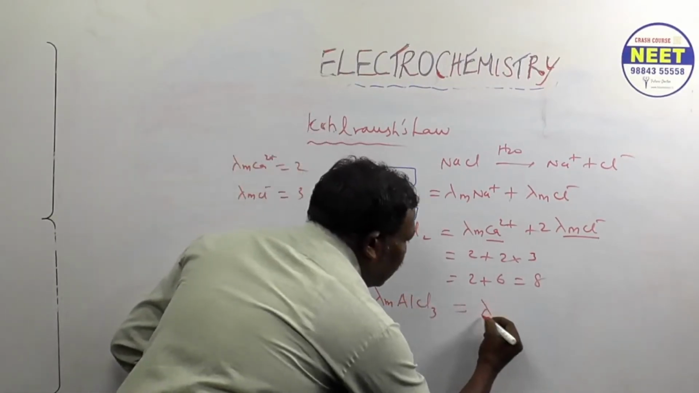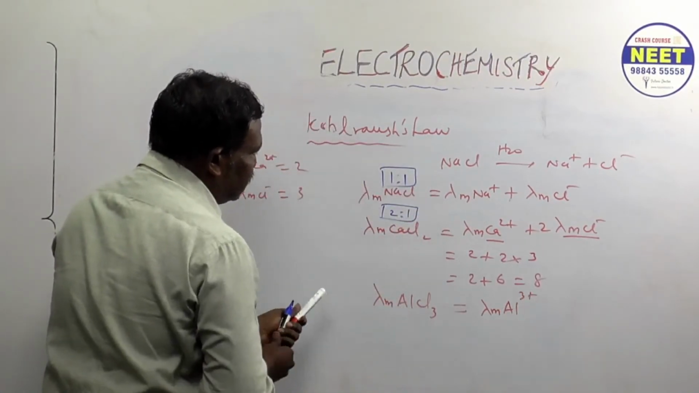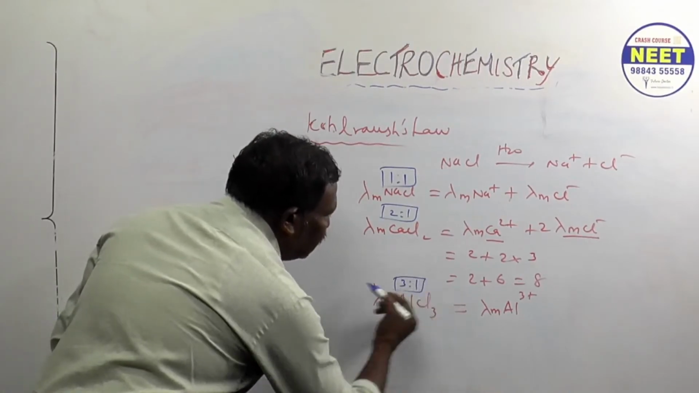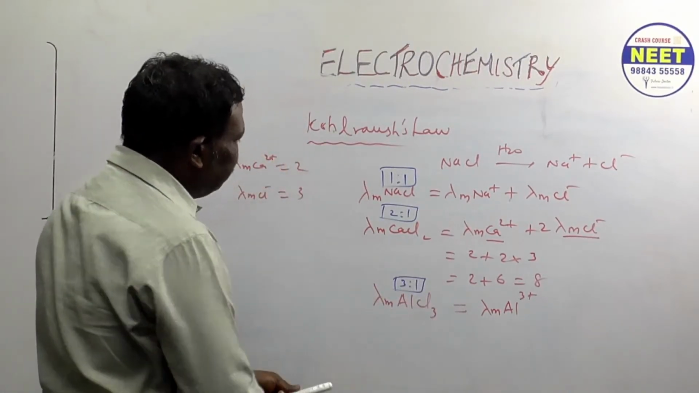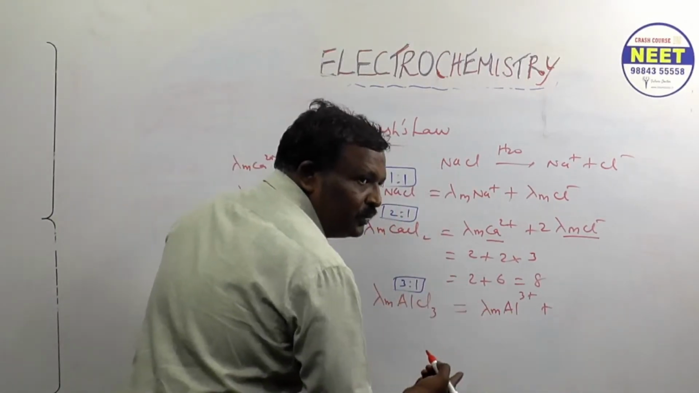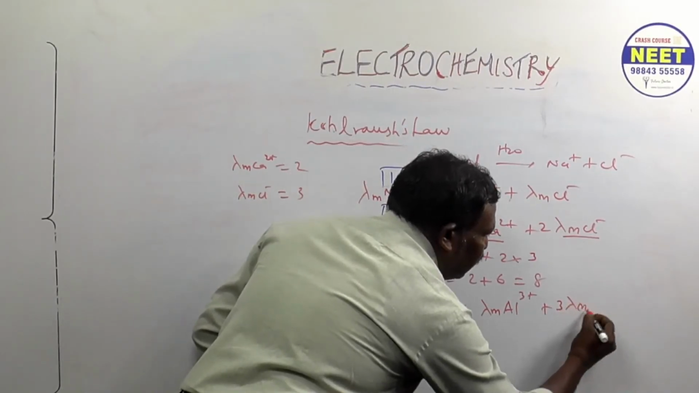Lambda m of Al 3 plus. What kind of electrolyte is this? Its valency is 3, no? So it is a 3 to 1 electrolyte. It's also a 1 mark answer. Understood? The 3 into is very, very important. Lambda m naught of m of Cl minus.